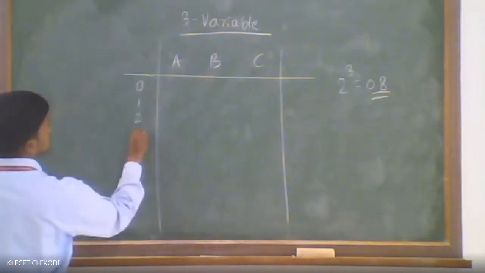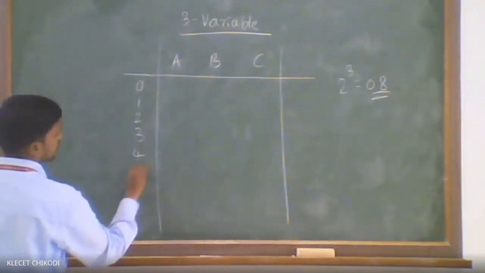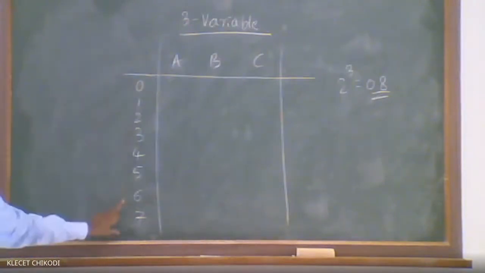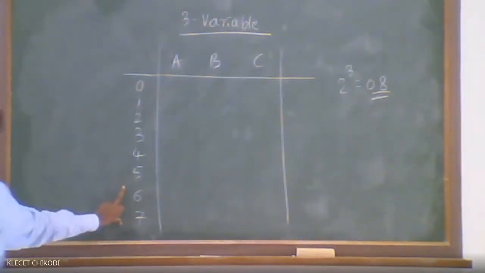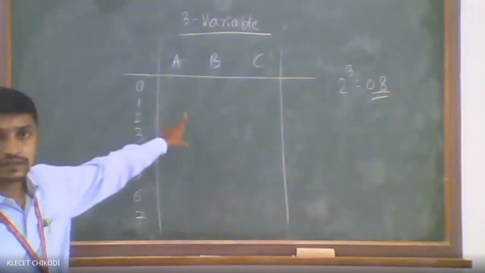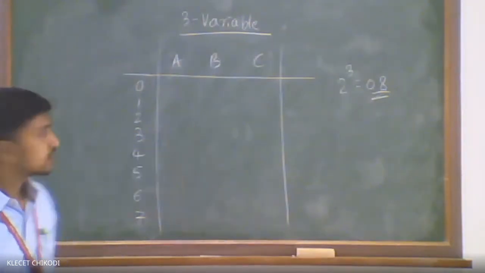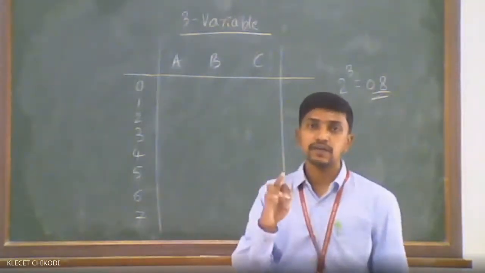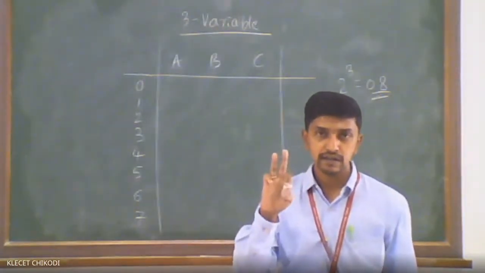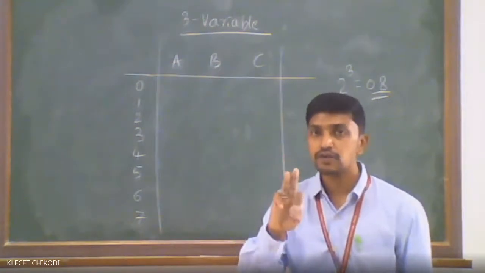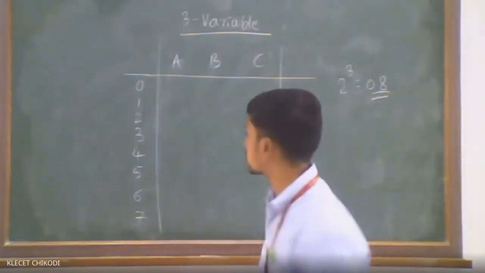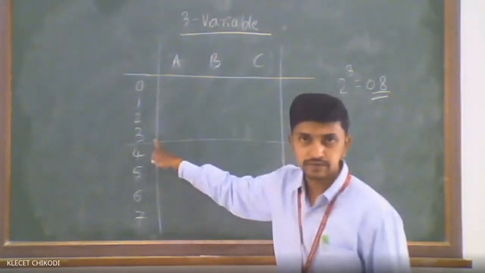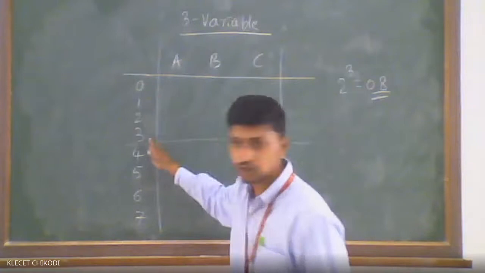0, 1, 2, 3, 4, 5, 6, 7. So these are the total 8 input combinations we will get for the 3 variables. Fine. Now, already we have written the truth table for 2 variables, right? We have already written the truth table for 2 variables. So we have written it for 0 to 3. Fine. We have written it for 0 to 3.